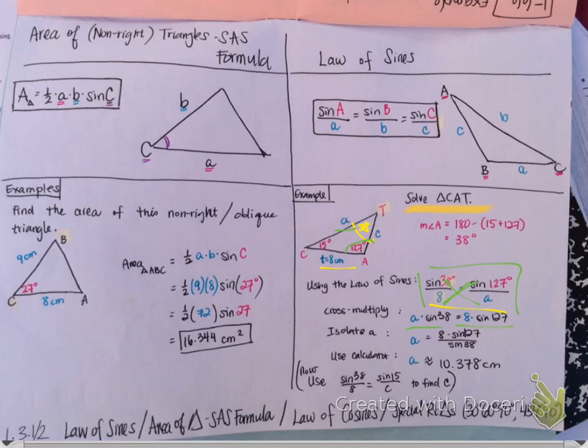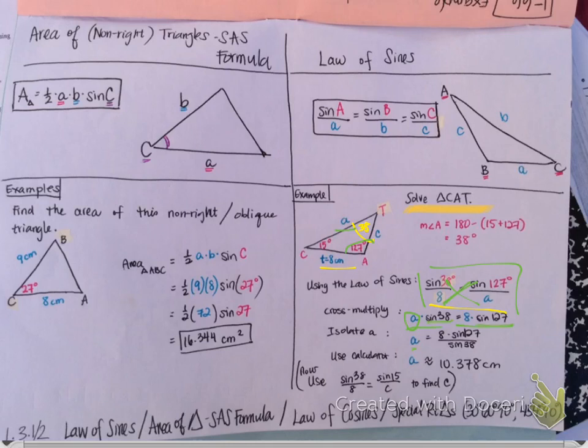Now these, I could put into my calculator and get a decimal right away, but do you think it's better to write a 10-digit decimal or just to write sine of 127? It's the latter, right? So I'm just going to keep it like that and put it in my calculator in one long step at the end. So look, I'm looking for A. To isolate A, I just divide by sine of 38 on both sides.